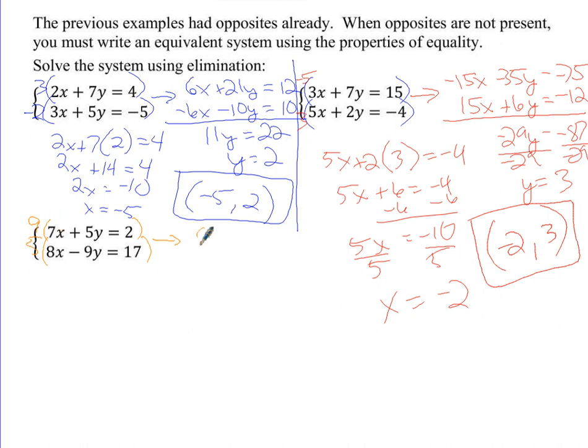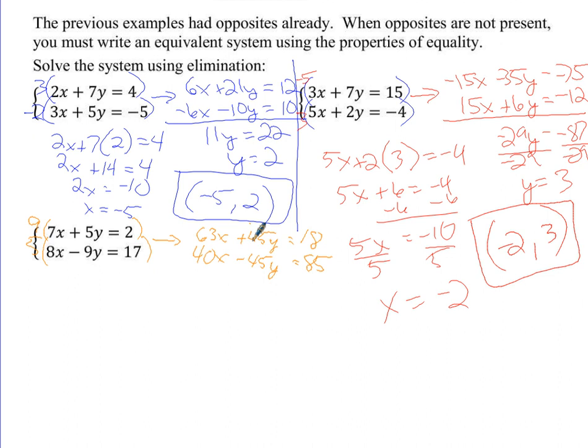7 times 9 is 63, so 63x. 9 times 5y is plus 45y. Distribute the whole thing through. 9 times 2 is 18. Then 5 times 8x is 40x. Then 5 times negative 9y is negative 45y. Notice I made my opposites there. Then 5 times 17 equals what? 85.